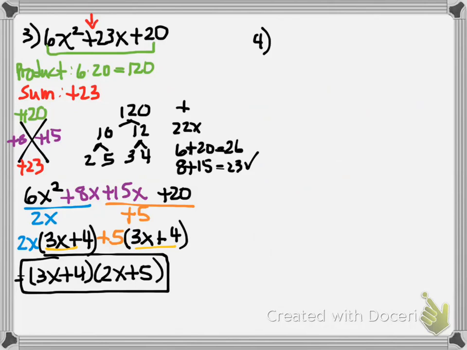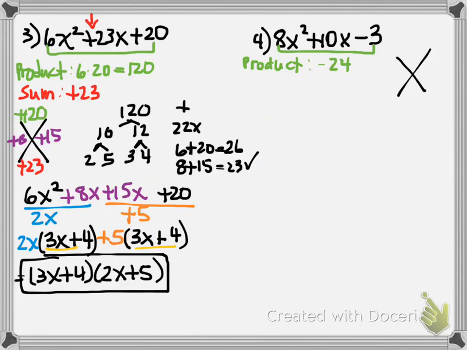Okay, let's try another one that's going to be a little ugly. We have 8x squared plus 10x minus 3. So let's start with the product number. We multiply 8 times negative 3, which is negative 24. So I'm going to go ahead and write my lattice as well. Then I can put things in straight away. So we have a negative 24, and then the sum number. Let's see, we just pull out the positive 10.